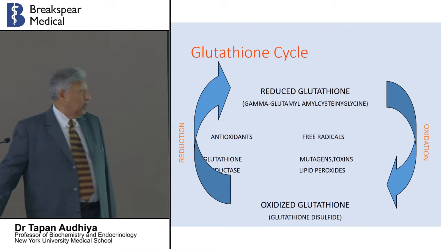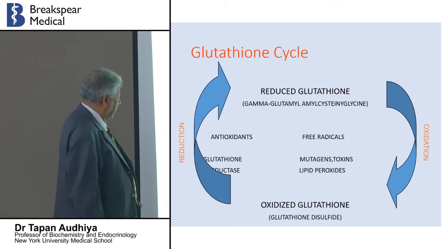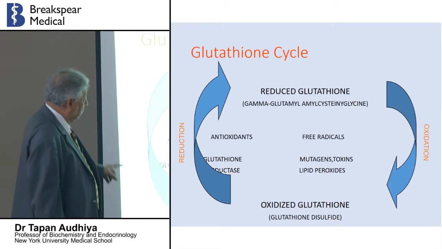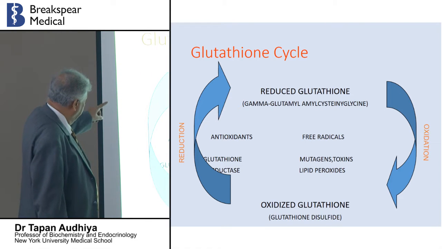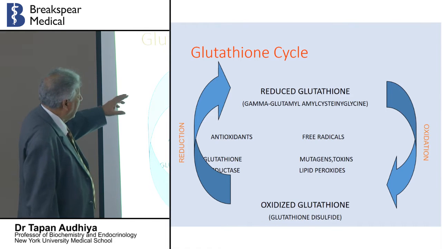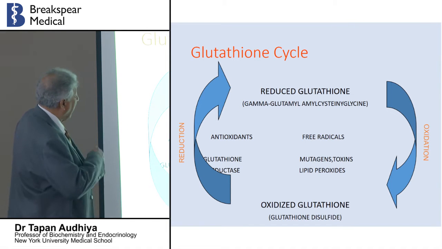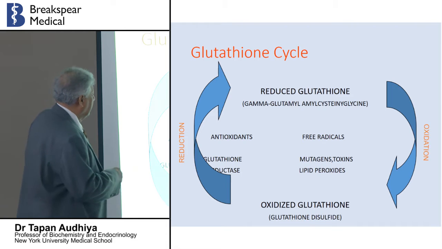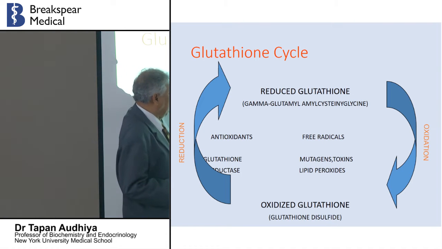Okay, and now what happens in the glutathione cycle? This is another one which we'll be talking about. I'm just introducing it now for you. Glutathione continuously becomes reduced and oxidized. This is the one which you need, the reduced product.